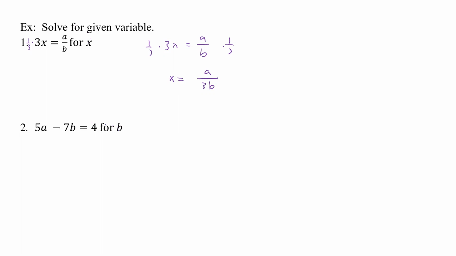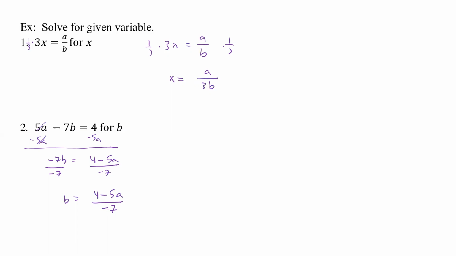What about this one for b? Well, here we have to get rid of that 5a, so let's subtract 5a from both sides. So that's gone. So we have negative 7b equals 4 minus 5a. Now we need to divide by negative 7. So b equals 4 minus 5a over negative 7.